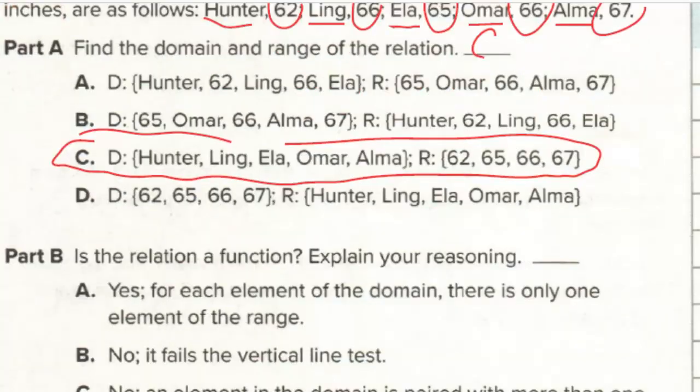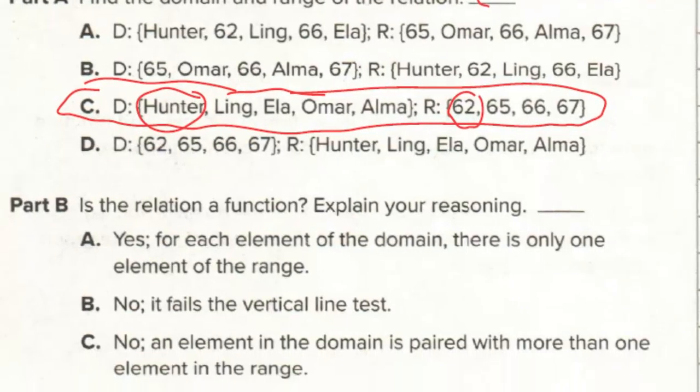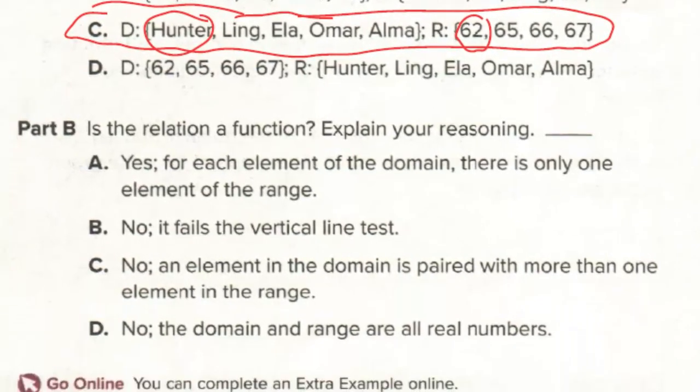Part B, is the relation a function? Explain your reasoning. Well, let's say we have one person, Hunter. Hunter matched the 62-inch height, and Hunter can't match more than one, so Hunter's only paired with 1. So no domain values are repeated, so we are okay here. So the answer would be yes. And since choices B through C are saying no, the answer has to be A. And for each element of the domain, there is only one element of the range.